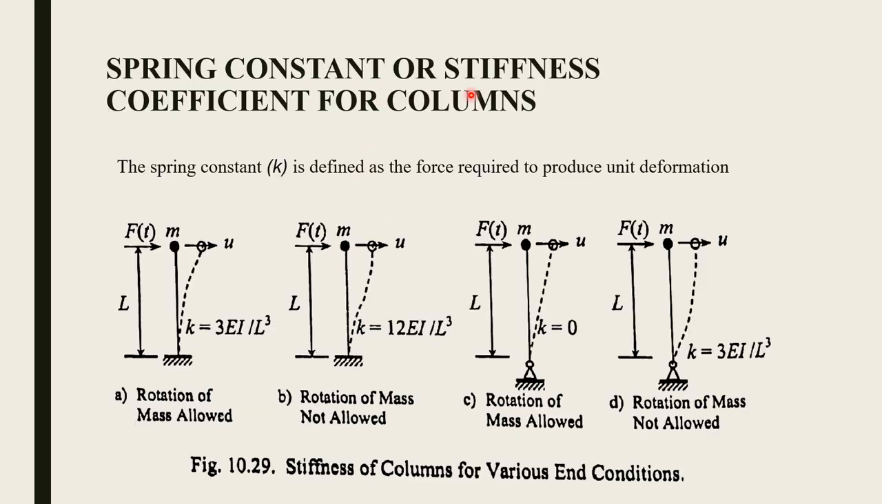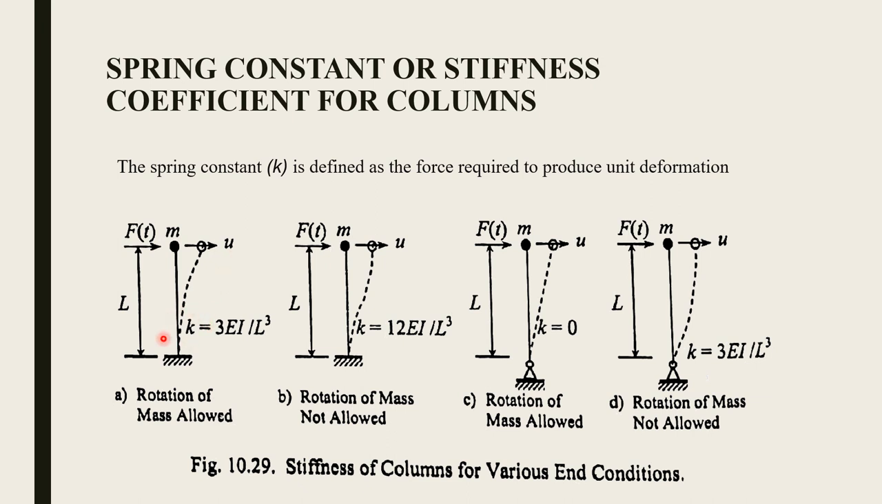Spring constant, or stiffness coefficient, for columns. In the previous example 10.3, the k value was already given. But if you want to calculate it yourself, then depending upon the column condition, you can do so. Here you can see rotation of mass allowed, which means the mass is allowed to move in the horizontal direction. When you apply the force, the mass will move in the x direction.